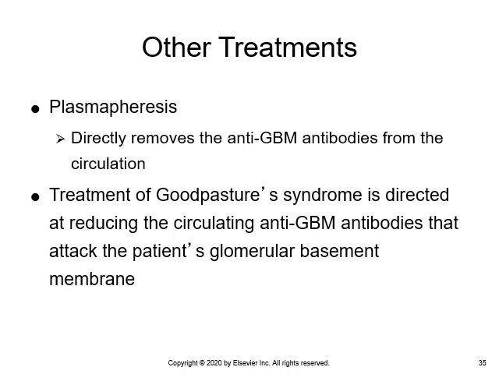Other treatment. Plasmapheresis. The treatment for Goodpasture syndrome is directed at reducing the circulating anti-GBM antibodies that attack the patient's GBM. Plasmapheresis, which directly removes the anti-GBM antibodies from the circulation, has been of some benefit.